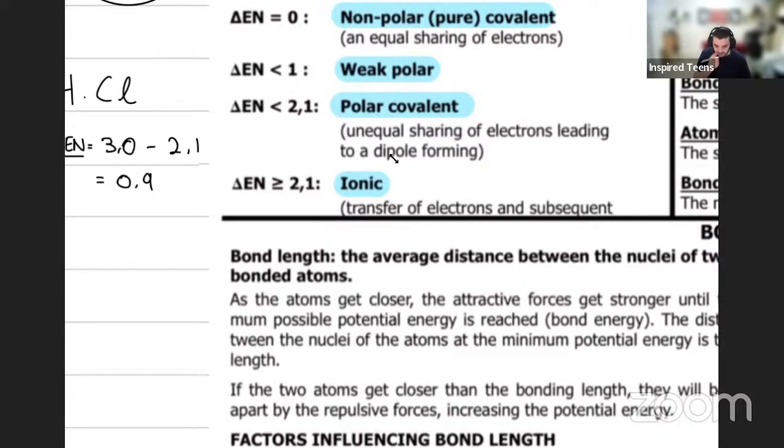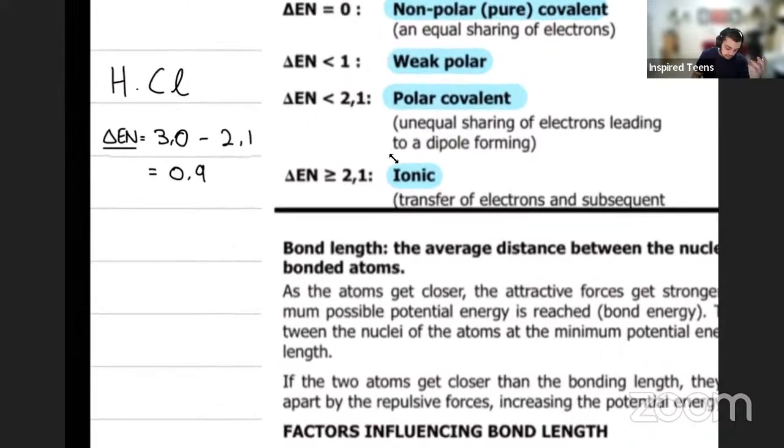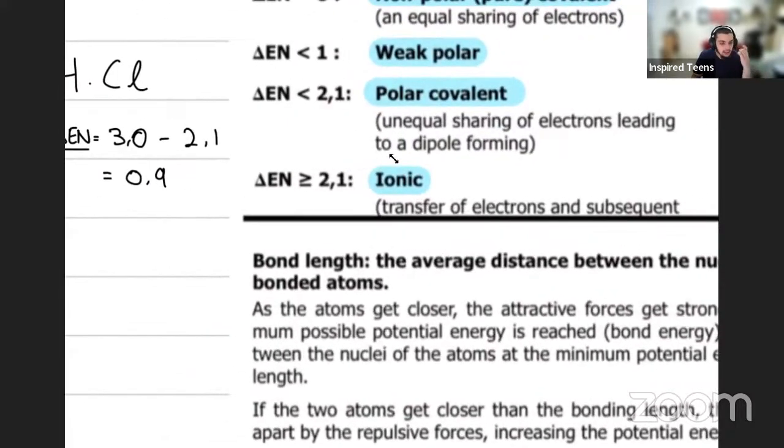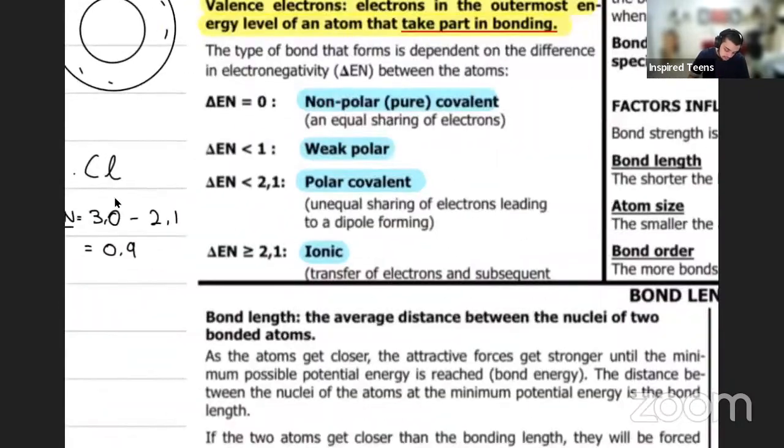The electronegativity difference between hydrogen and chlorine, in this case, is not equal to 0. So it's not a non-polar covalent bond, but the electronegativity difference is certainly less than 1. So it's a weakly polar covalent bond.